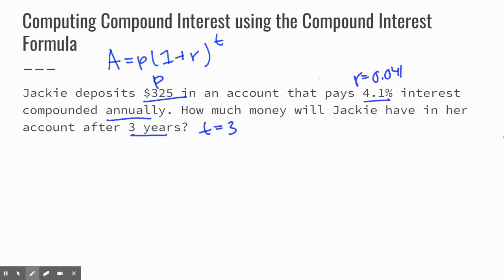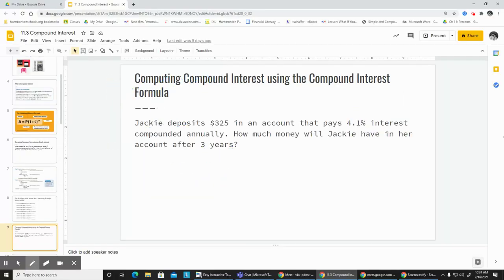We're taking these values and we're plugging them in. Okay, it's going to look like this. A is equal to 325 times 1 plus 0.041, all raised to the 3rd power. So we're plugging this into a calculator. I'm going to show you how.